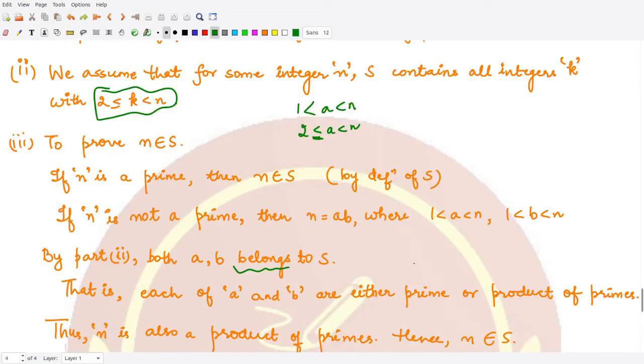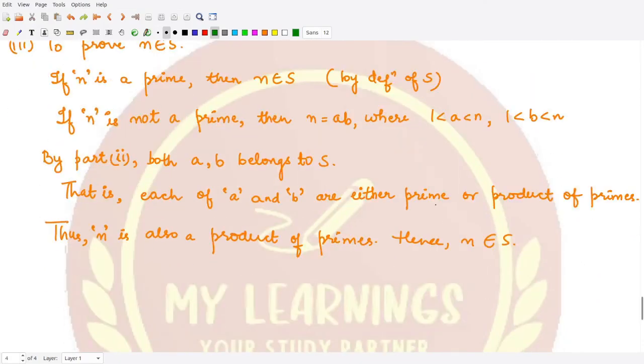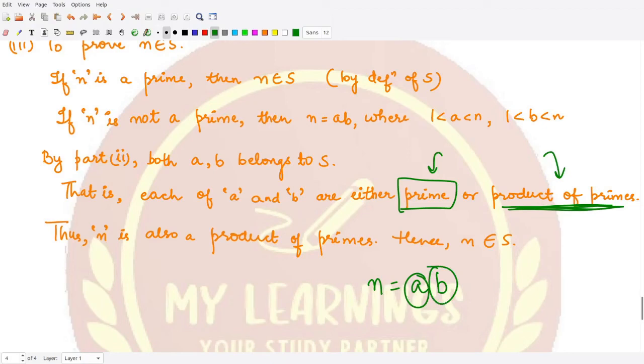Now because both a and b are members of the set S, that means either they are prime numbers themselves or they could be written as product of primes. In either case, the number n is a into b. So if these are prime, then n is a product of primes. If not, you could write a as a1, a2, a3 and so on, and b as b1, b2, b3 and so on, where all of them are primes. So again n is a product of primes.